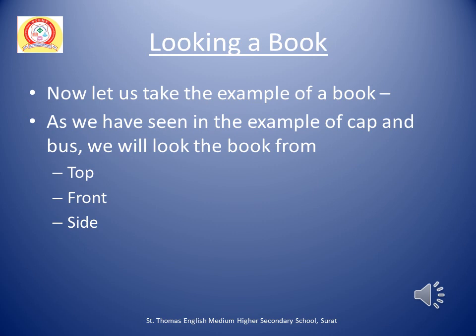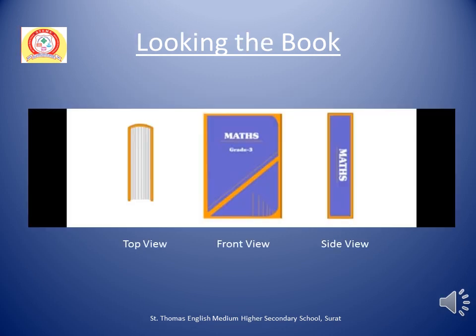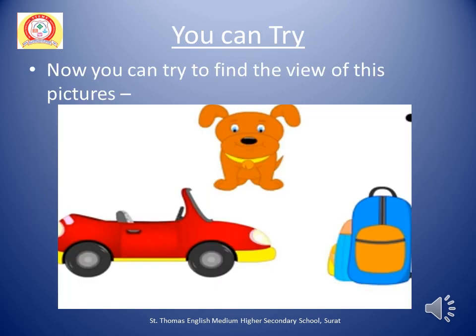As we have seen in the example of cap and bus, we will look at the book from top, front and side. Looking at the book, first, that is top view. Second, front view. Third, side view. Now, you can try to find the view of these pictures.